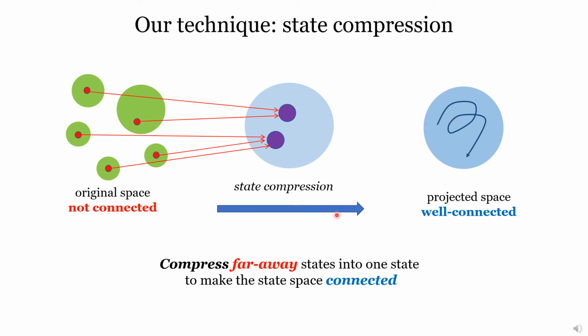In this paper, we propose a new technique called state compression. Our goal is to bypass the connectivity barrier of global dynamics. The original solution space of CSP is not connected. This technique compresses faraway states into one state, such that the projected space is well connected.